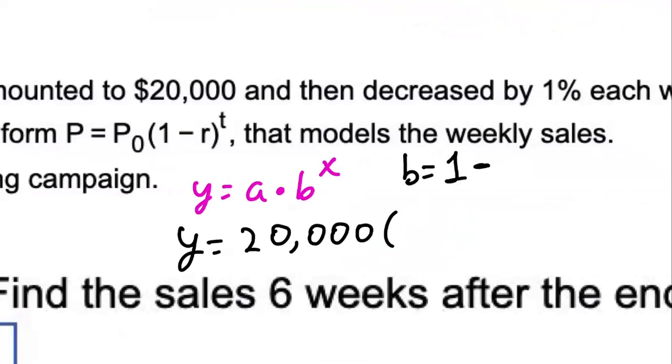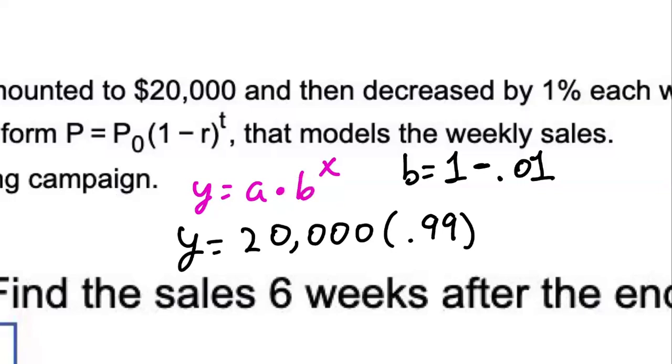Okay, so yes, but it's not 0.01. It's 1 minus 0.01. Remember, you have to find the factor rate, so you have to take 1 minus your rate, which is in percentage. So what's 1 minus 0.01? 0.99. That is your B. So you have to be very, very careful.